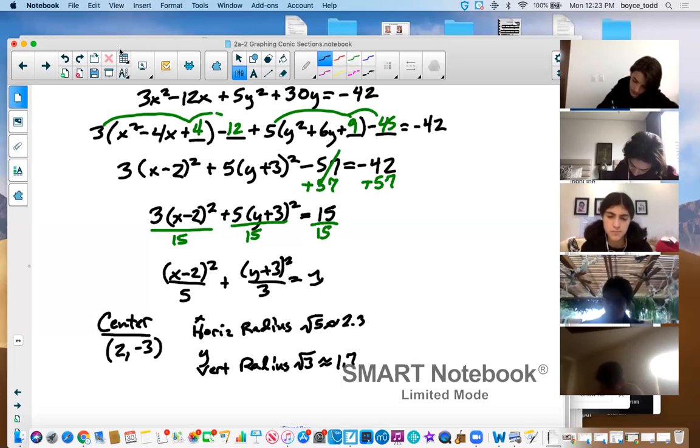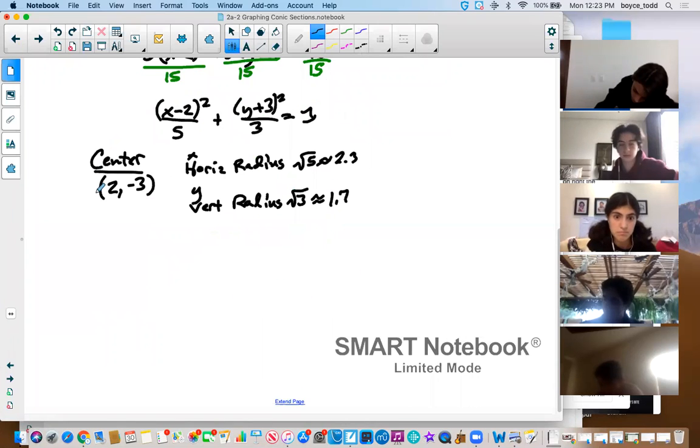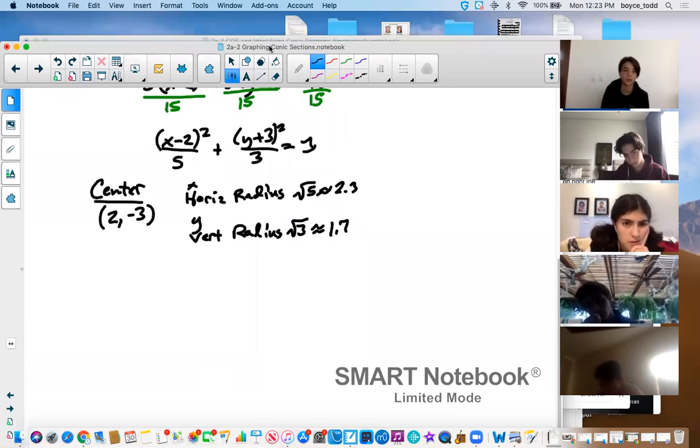Okay, finally at a point where we can graph. So we go ahead and we look and we see the center is 2 comma negative 3. So that's in the 4th quadrant.